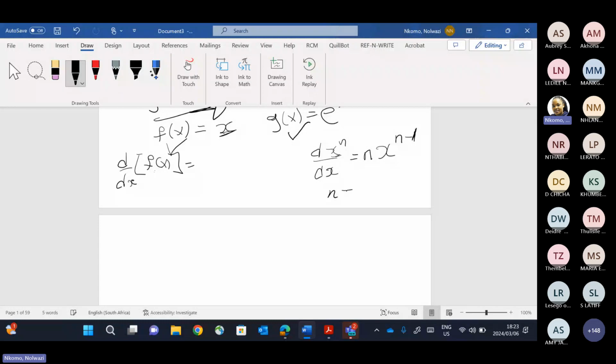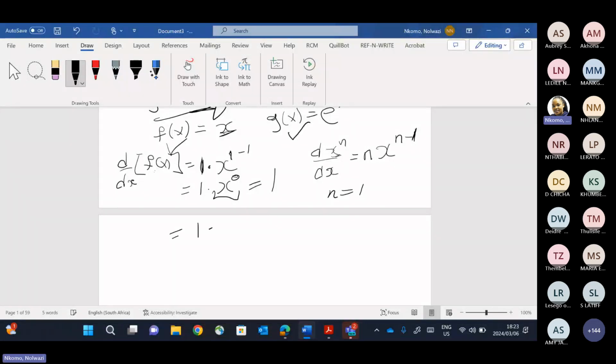Then you can come back here where there is n, and substitute n with 1. So we have 1 times x to the power 1 minus 1, right? So this means you have 1 times x to the power 0. We said any number raised to the power 0 is equal to 1, right? So this means you have 1 times 1, which is 1.